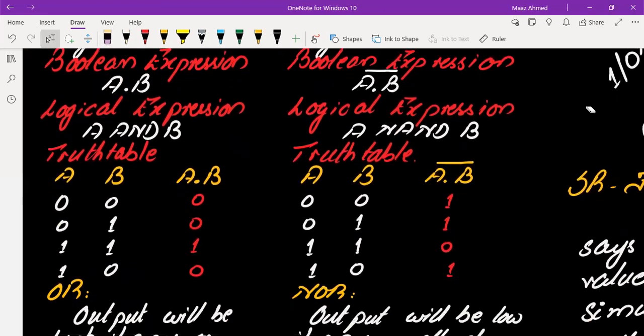So for the AND gate, it says that only for 1 1 we will be getting a 1, otherwise it will be a 0. So in the third row it was 1 1, so that's the reason we got the 1, otherwise it's a 0.